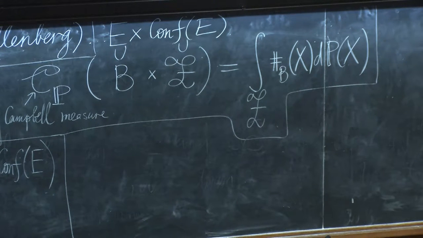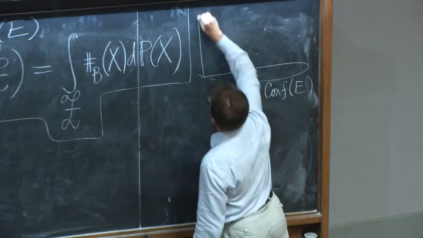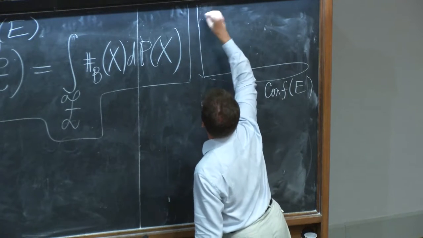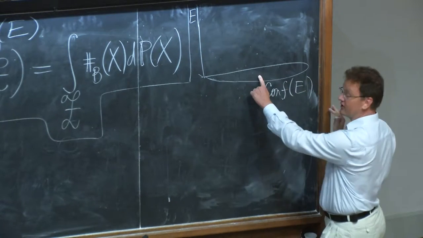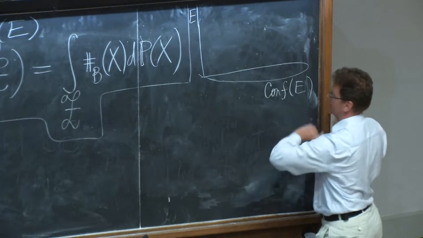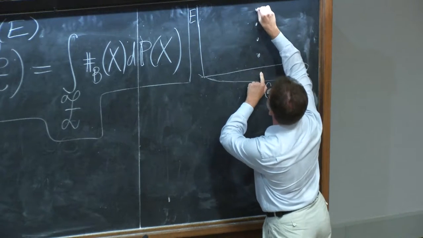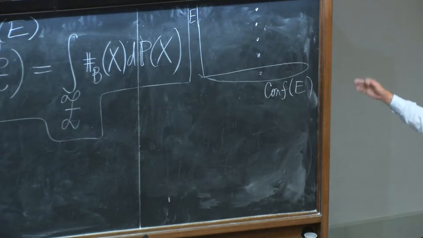Okay. So this definition is easy to represent geometrically. If I horizontally represent the space of configurations and vertically represent E, well, my E will mostly be R, then on the space of configurations I have my initial point process P. And over every configuration, I just put the configuration itself, which is an atomic measure. And the resulting object is the Campbell measure.